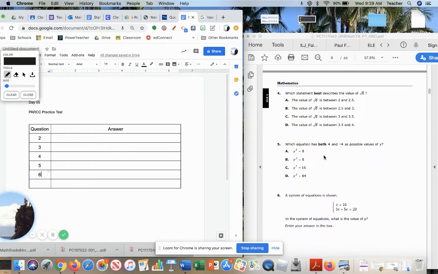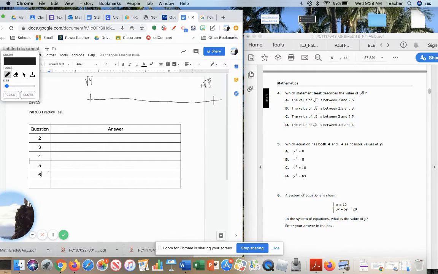Okay, number 4. Which statement best describes the value of the square root of 8? Okay, so the choices are between 2 and 2.5, between 2.5 and 3, 3 and 3.5, or 3.5 and 4. Okay, so remember, again, we did this a long time ago. So the square root of 8. 8 is not a perfect square, but I know that 4 is a perfect square and 9 is a perfect square. So I'm going to create my number line. Okay, remember doing this back in, I believe, September. This might have been one of the first things we did.